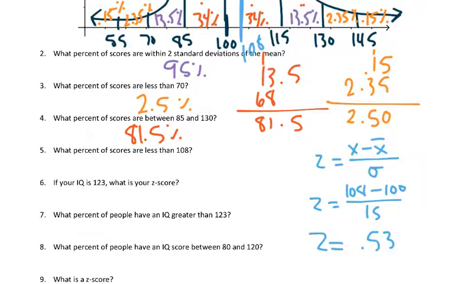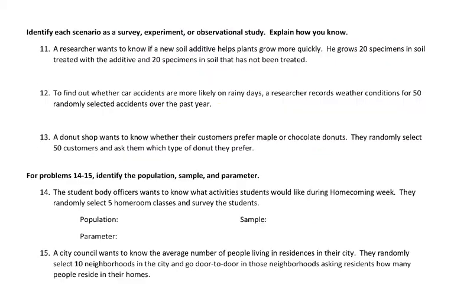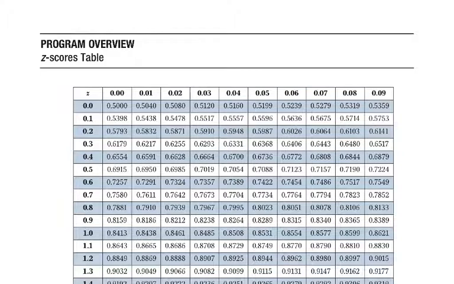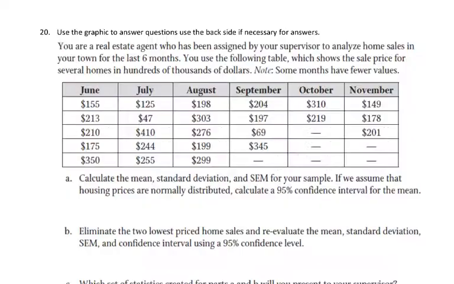Okay, we need to have that percentage. So we need to look up a z-score table. So I should probably make a z-score table, huh? So let me get one. Alright, so here's our z-score table. Okay, remember our z-score was 0.53. So we take that 0.5. Okay, there's our row. Now we look at the 0.03 column for the 3. Find out where they intersect. And that tells us our percent, 0.7019. So we'd round that to 70%.